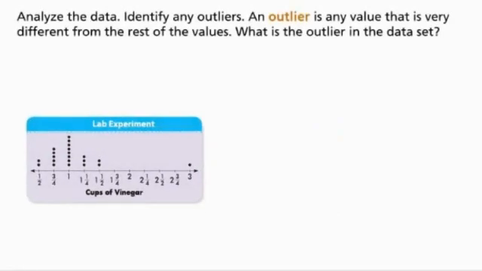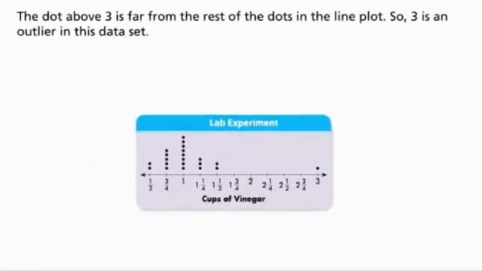Analyze the data. Identify any outliers. An outlier is any value that is very different from the rest of the values. What is the outlier in the data set? The dot above 3 is far from the rest of the dots in the line plot, so 3 is an outlier in this data set.